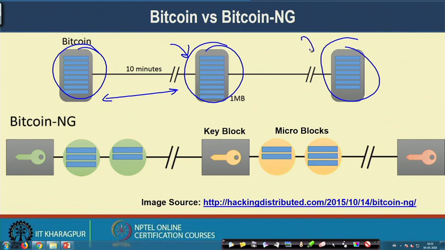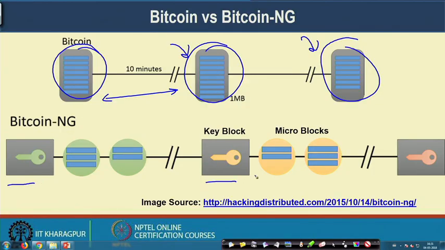Now, in case of Bitcoin NG, we have two different types of blocks. One type of block we call the key blocks. Why the name is key block, I will discuss within a couple of minutes. There are subsequent blocks between two key blocks which we call micro blocks. The key blocks are generated by the proof of work mechanism, and the idea here is that in every proof of work round you generate one key block, and that key block will contain the public key of the miner who has been able to solve the challenge.